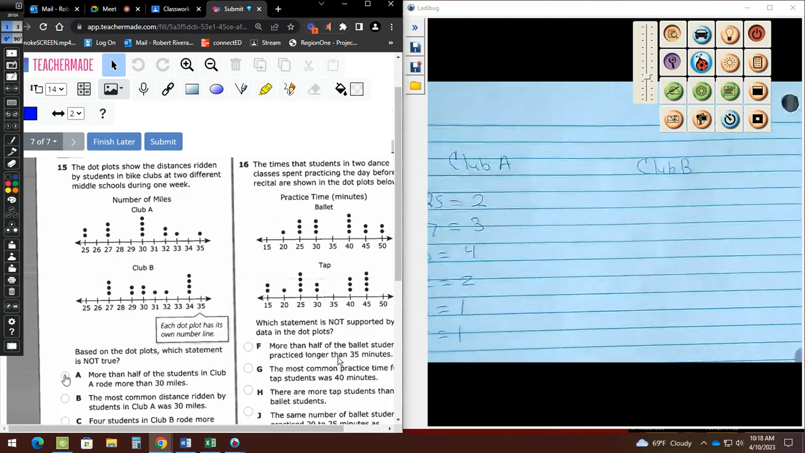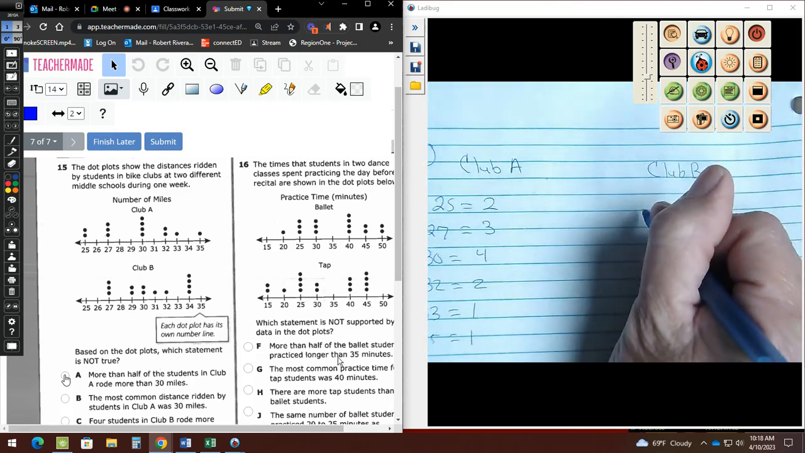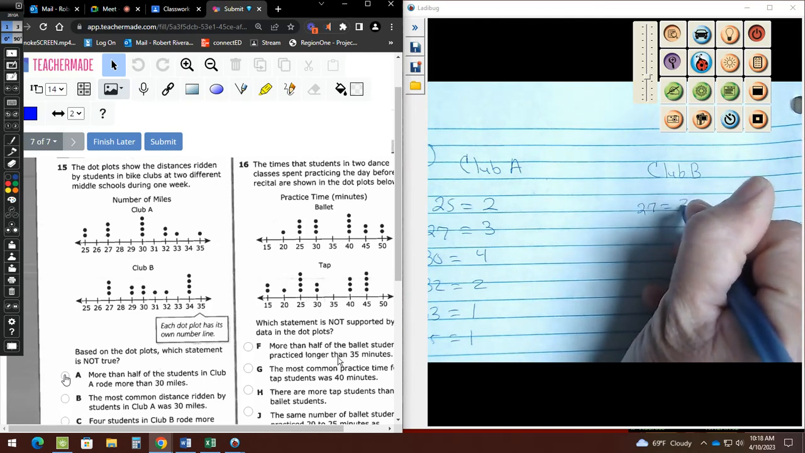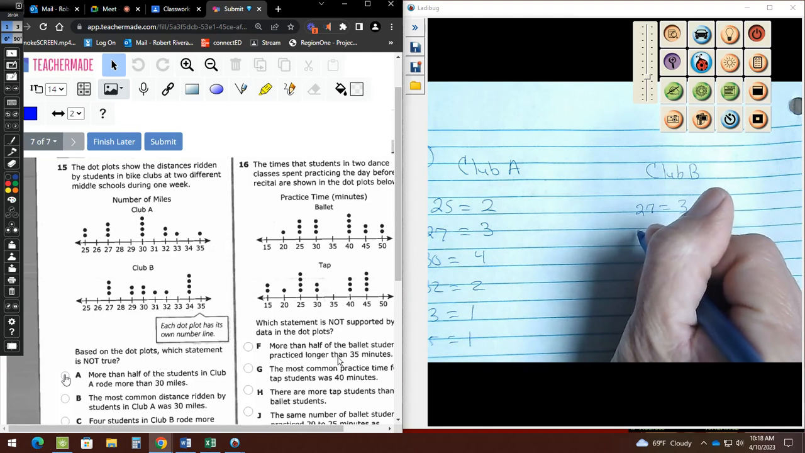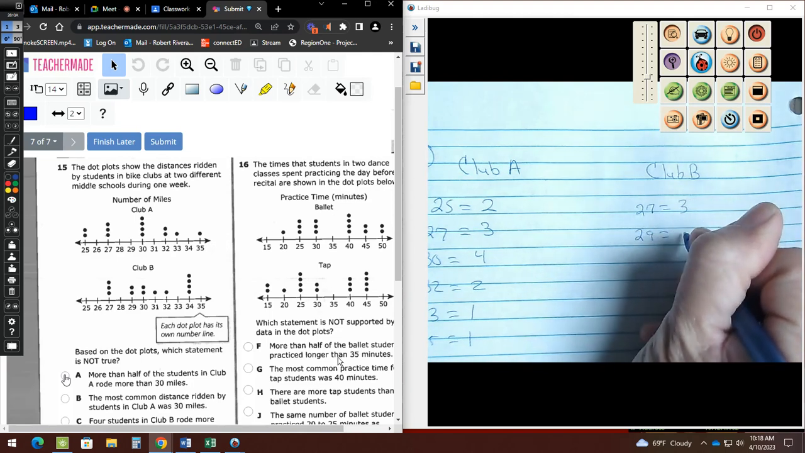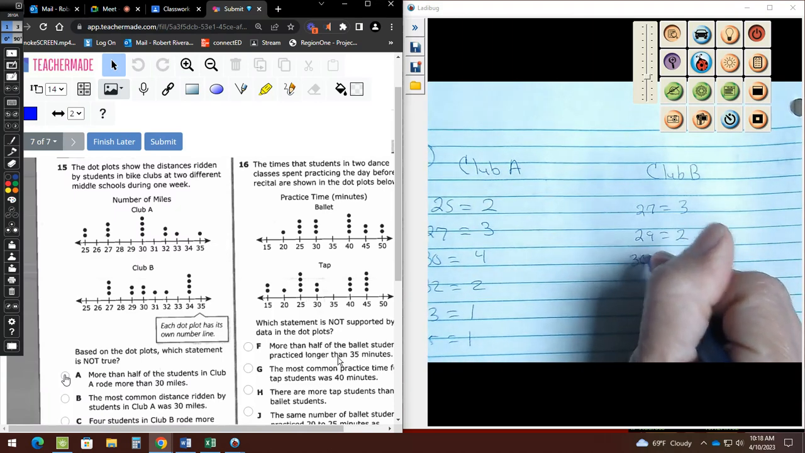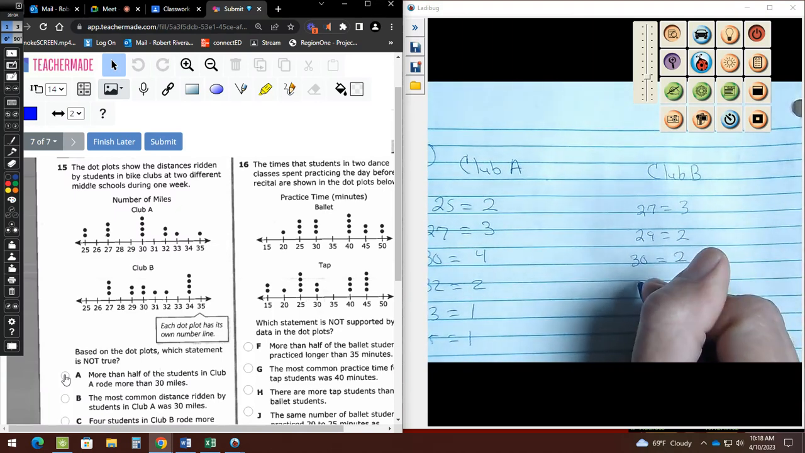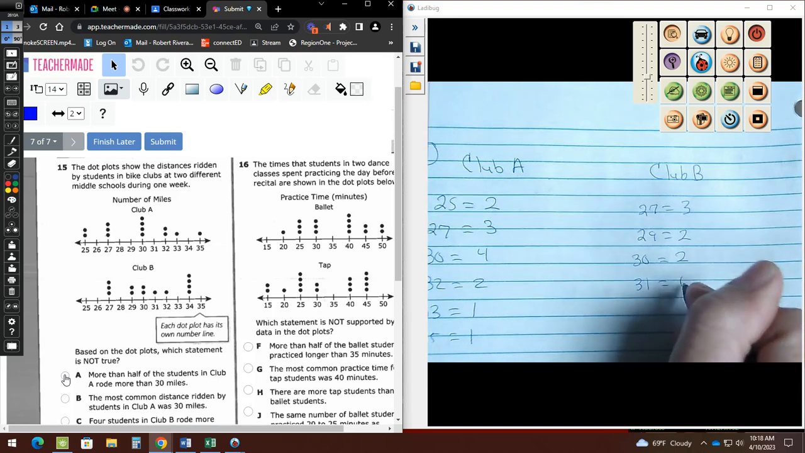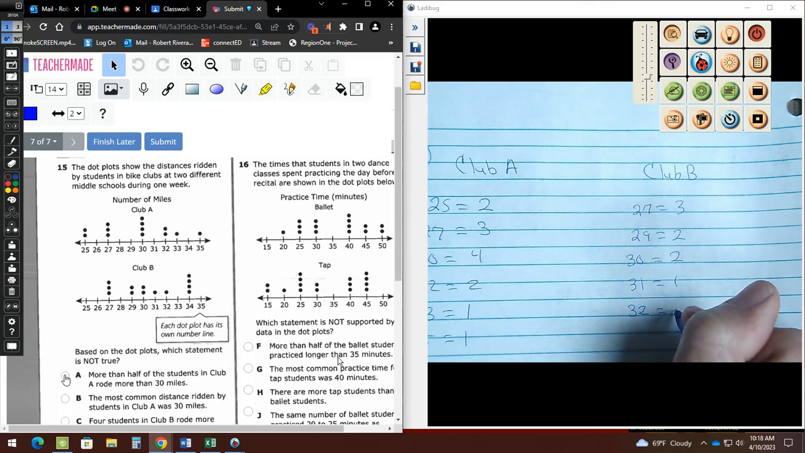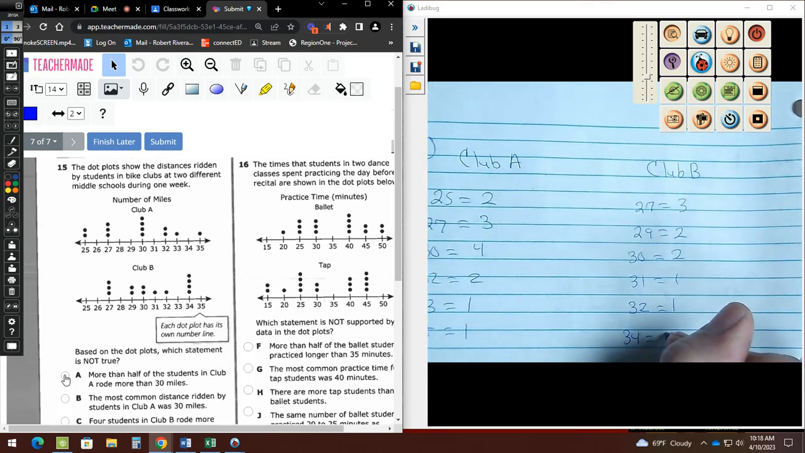Let's get Club B now. See how they did. Tell me. 27 miles, how many? 3. Next. 29, 2. 30, 2. Next. 31, 32. How many? 1. 34, 5.